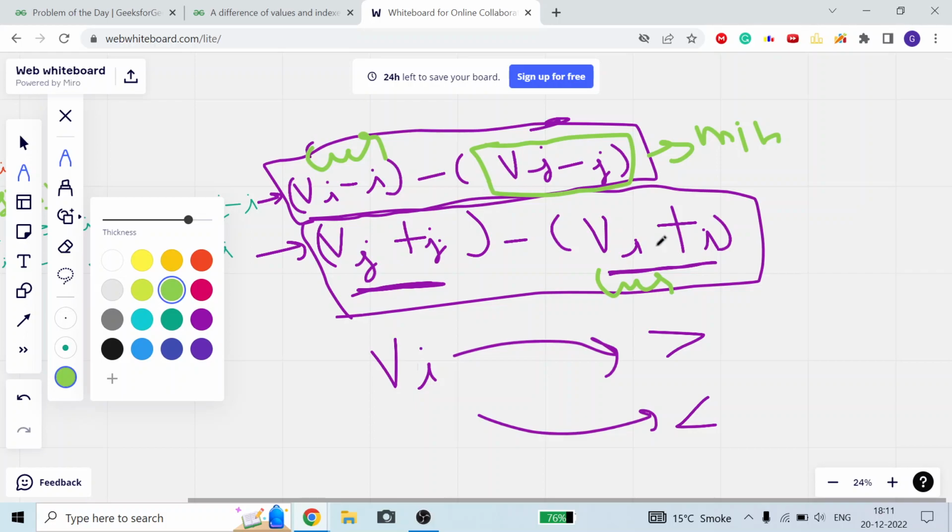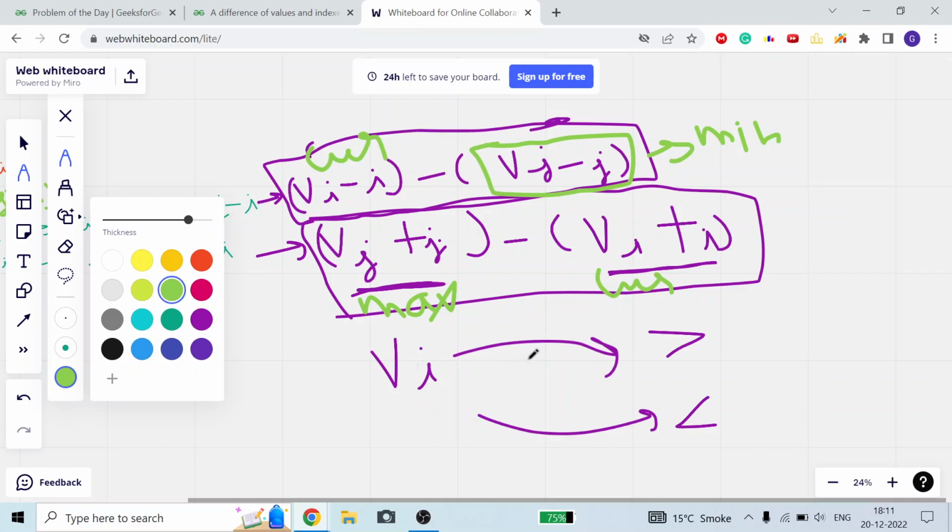Now the second condition can be, this is current, and I want vj plus j minus vi plus I to attain the maximum value. What I know is vi is fixed, I is fixed, so vi plus I is fixed, my current is fixed. So I want vj plus j to be maximum, so that when this constant is subtracted from it, it gives me the maximum answer.